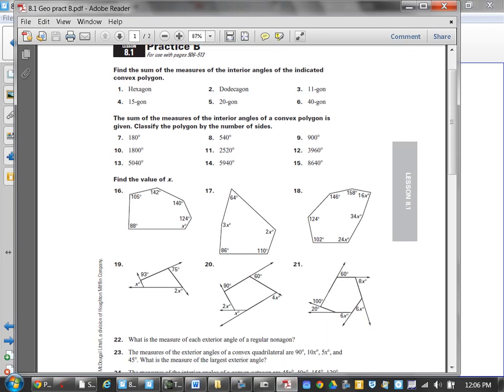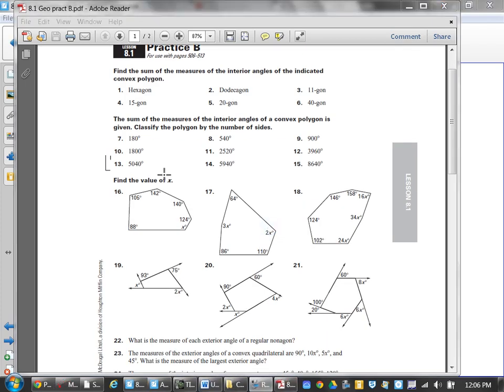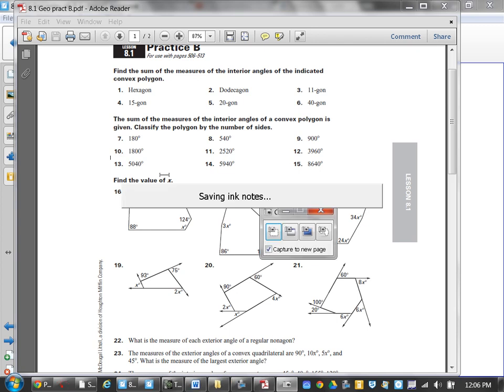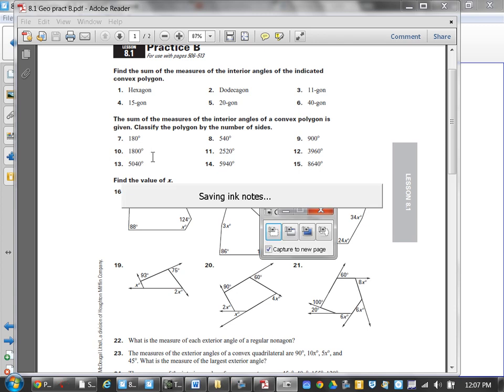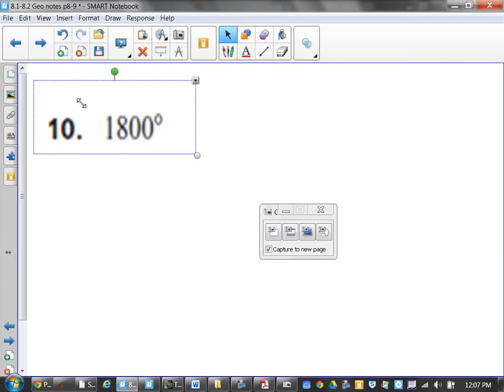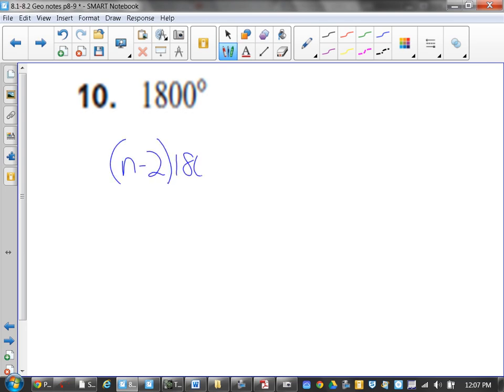On 10, it said your sum of the angles was 1800. If the sum of the angles is 1800, you've got to figure out the number of sides. What we do here is set n minus 2 times 180 equal to 1800. Never mind, I'll walk you through it here.